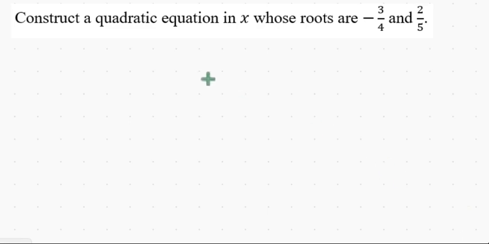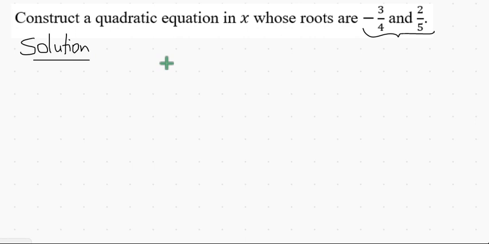My aim is to solve for a quadratic equation in x whose roots are negative 3 over 4 and 2 over 5. Okay, so let's go through the solution of the question together.